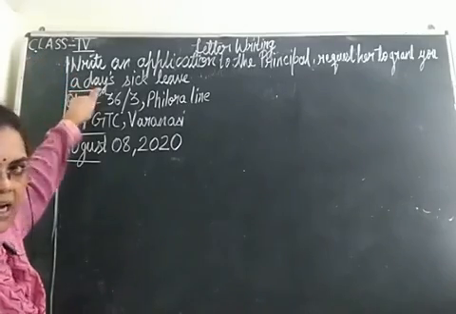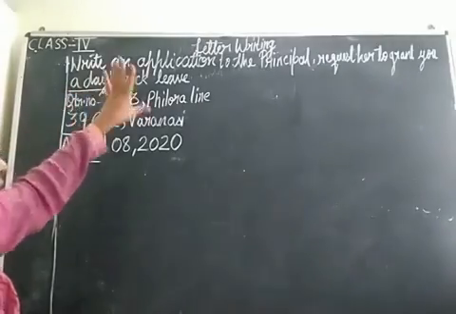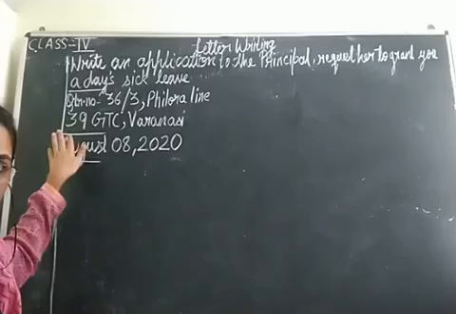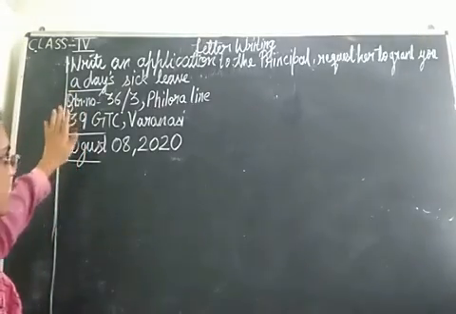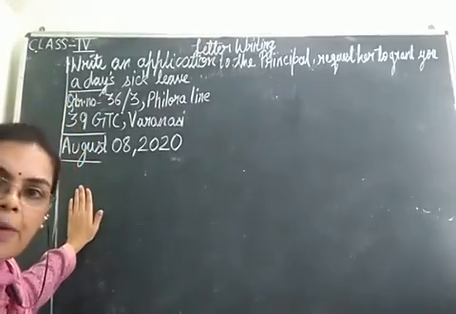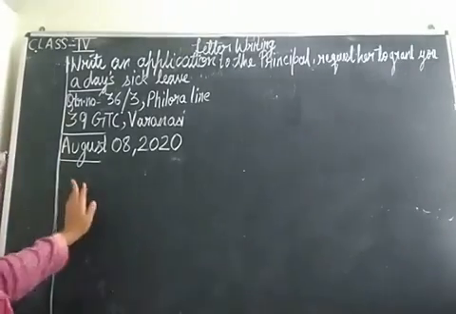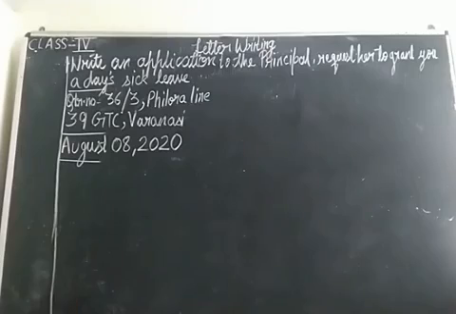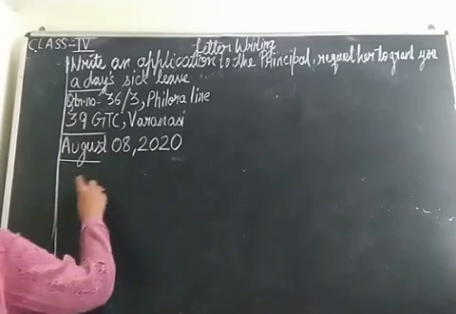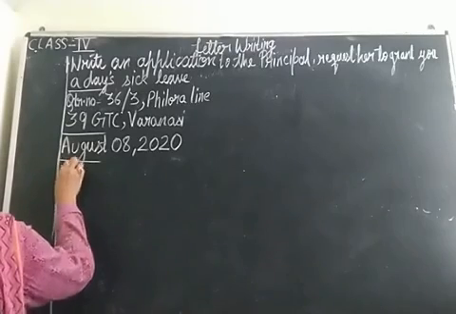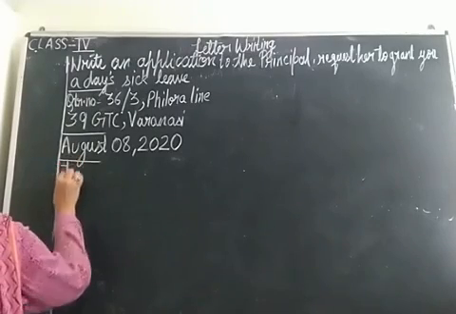First, leave one line after the heading. Please write your address and ensure that all the words come one below the other. Son, all the words should come one below the other, not forward or backward. Please keep this in mind. Then you write the date. After writing the date, write the receiver's address. So our receiver is the principal.